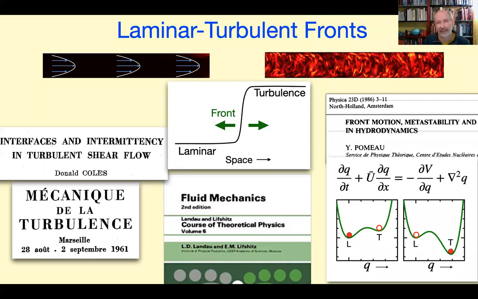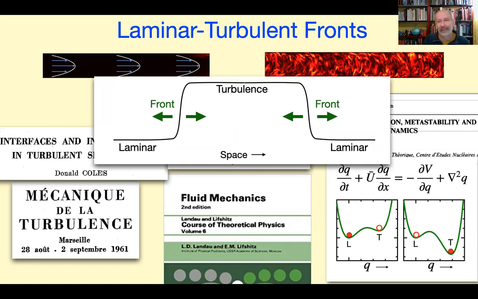So you have a front connecting these two, and what does it do? It's going to move, and you'd like to understand how it moves, relative to the mean flow. What is described in Landau and Lifshitz is the following: we assume turbulence can exist, and the front will move depending on whether turbulence is favored or not.